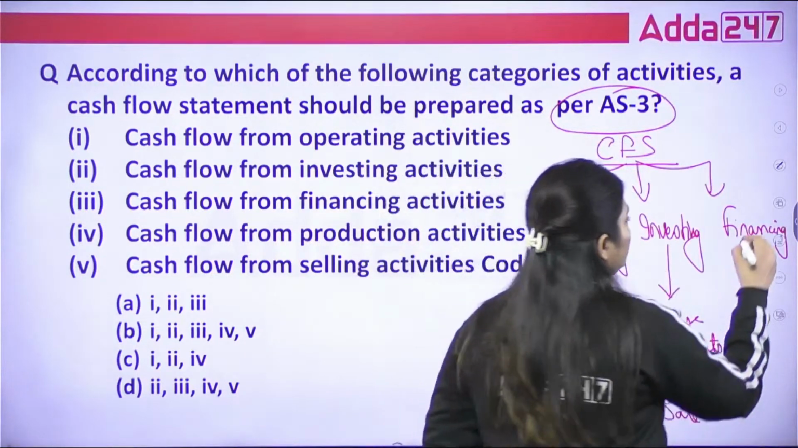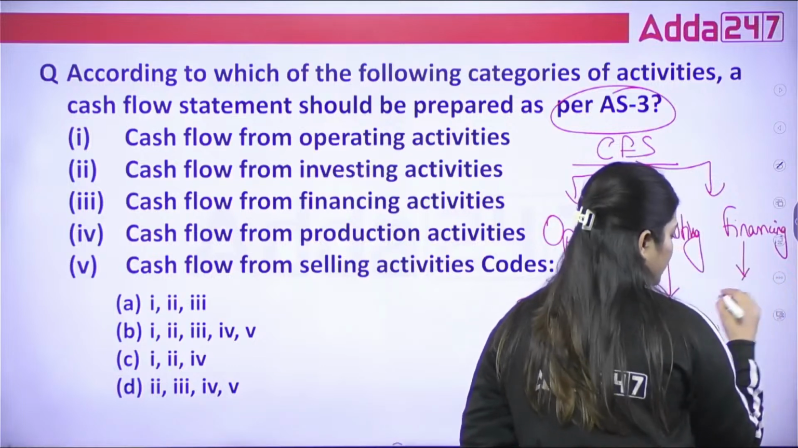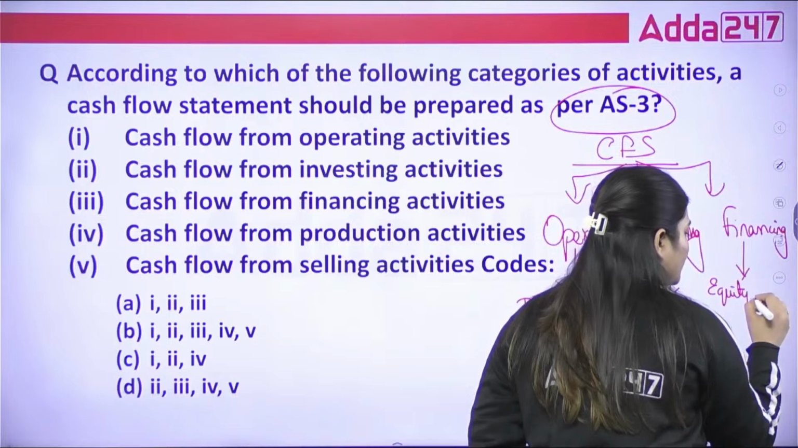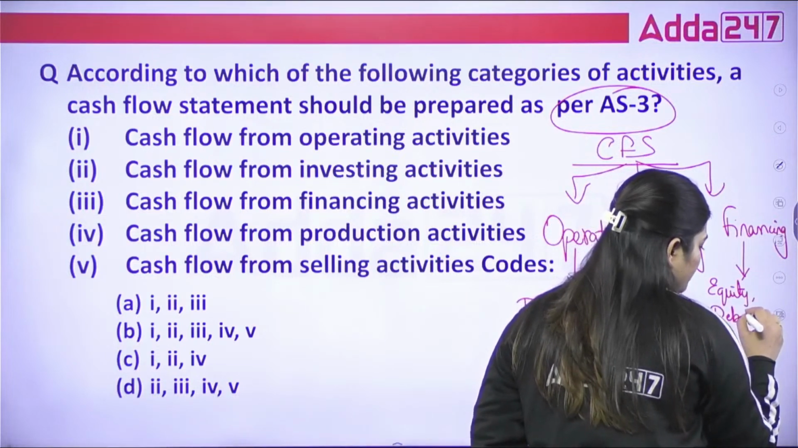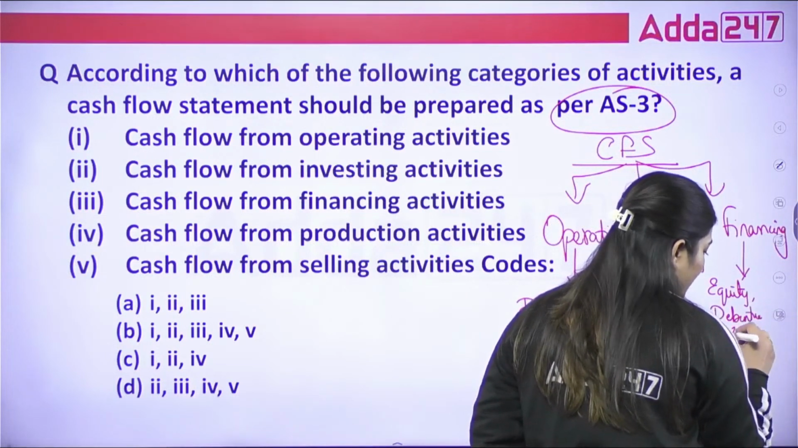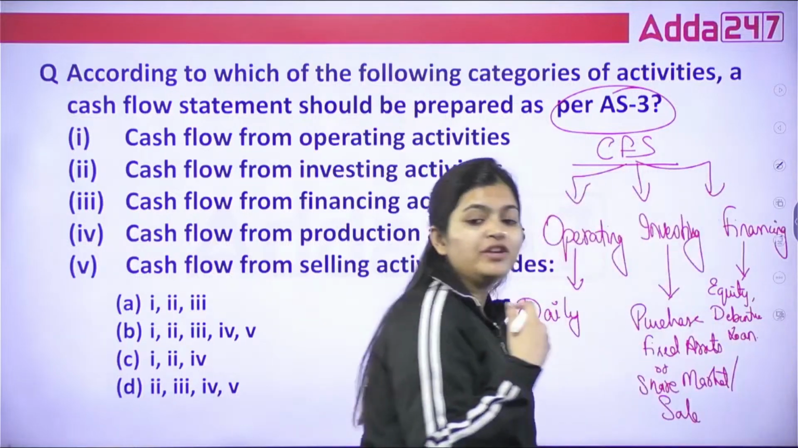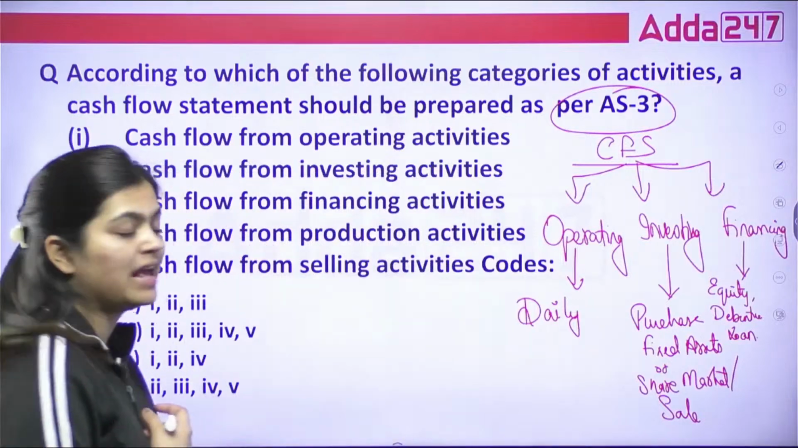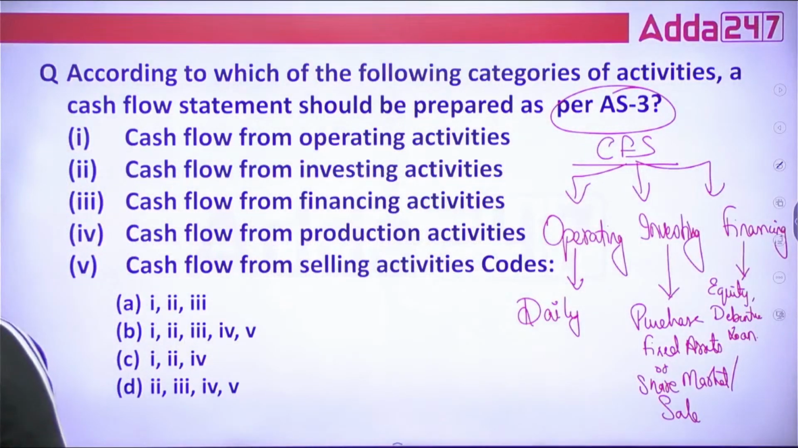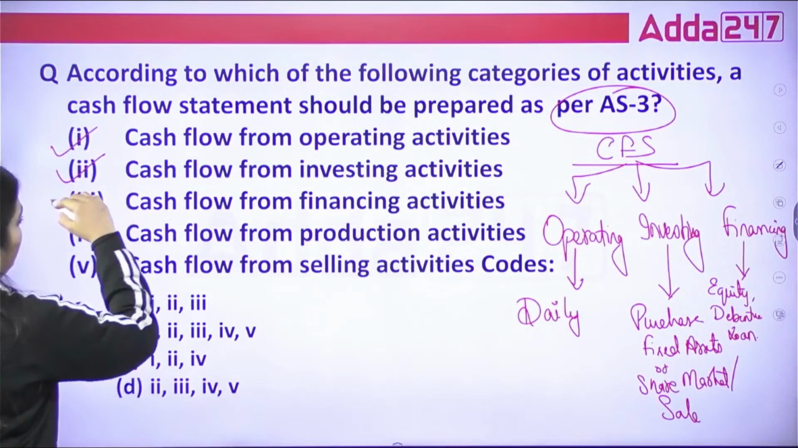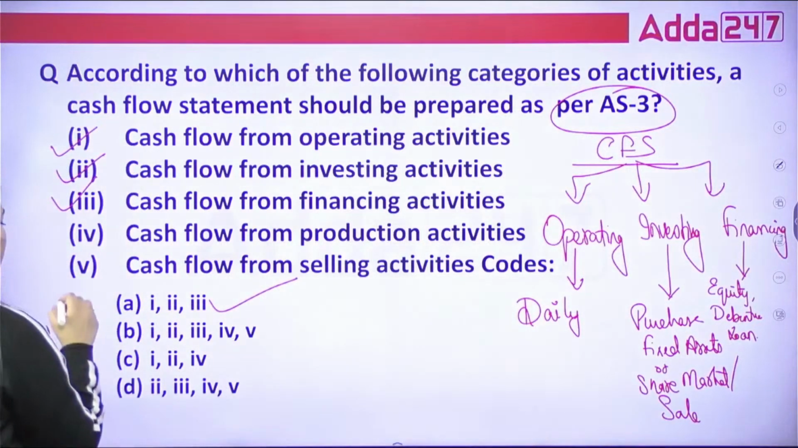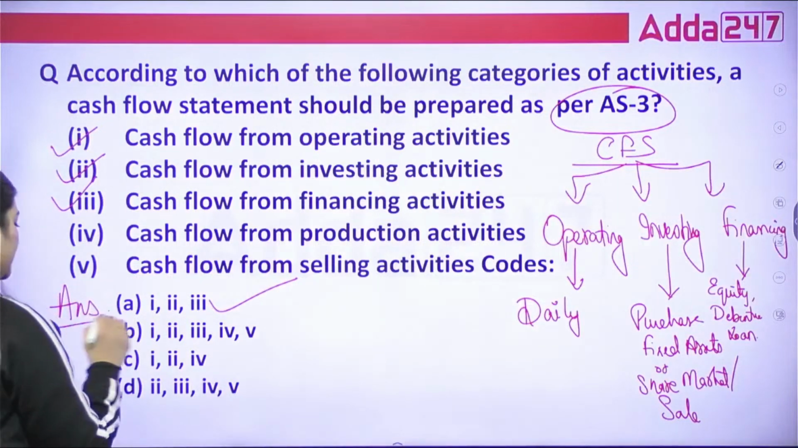For financing, how you can raise the funds: by issuing your own company's equity, your own company's debentures, or by taking a loan from a bank. So when you are doing it for your own business, for raising the capital, that is a financing activity. So as per this, your correct answer is first, second and third. So 1, 2 and 3, correct answer is your answer A. Chalo, coming to the next question.